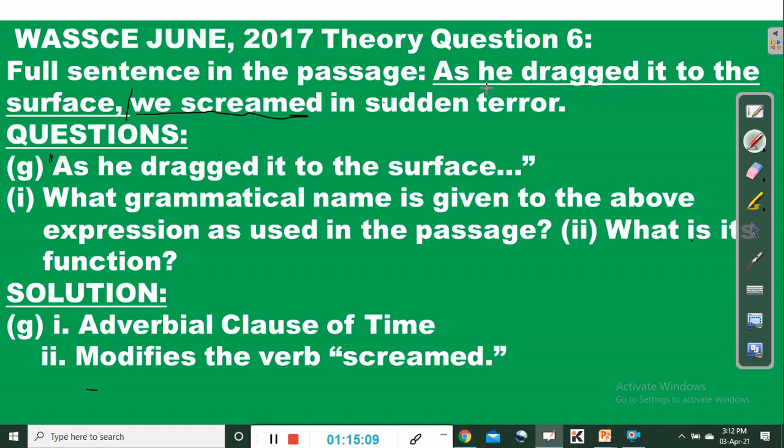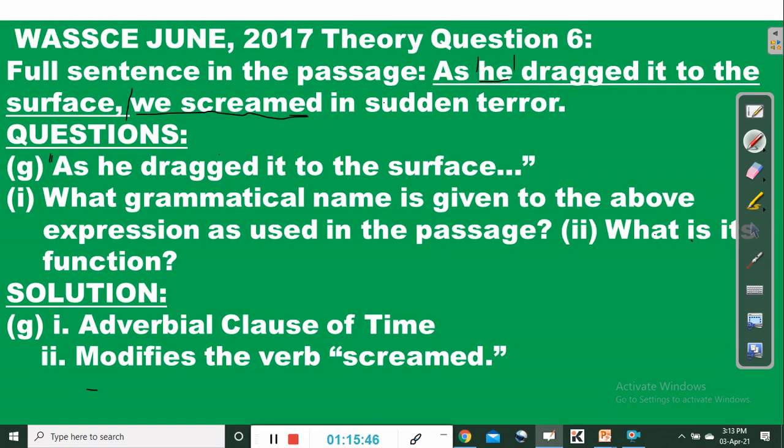Now, we have discovered that this is not a single word, so it's not an adverb. It's a group of words. Then we have to verify whether it is an adverbial phrase or an adverbial clause. If it is a mere fragment that doesn't contain a subject and a verb, then we can conclude it's an adverbial phrase. But if it contains a subject and a verb, then it's an adverbial clause. So let's look at it. As he dragged it, already we can spot he here as a subject.